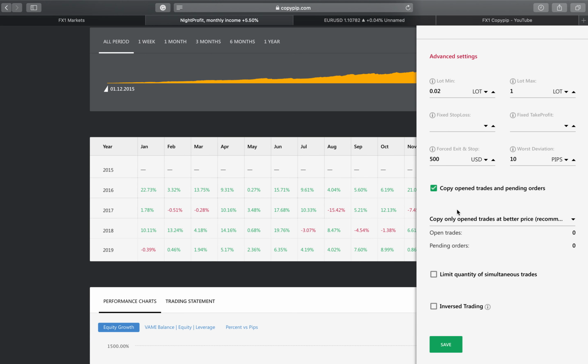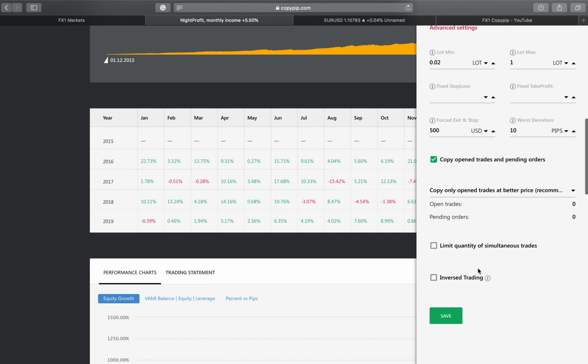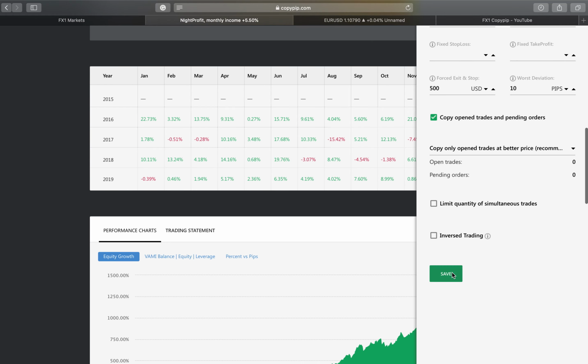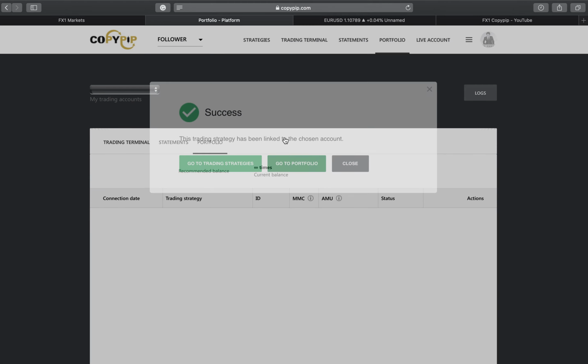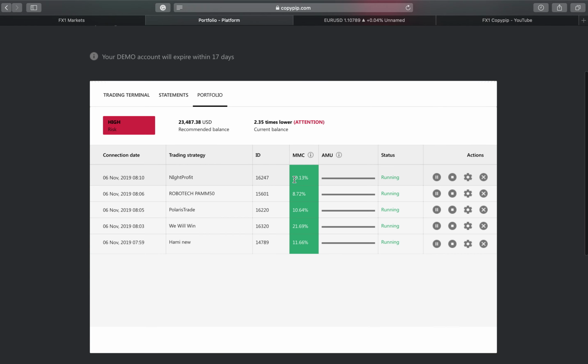So copy open trades. There is no open trade at the moment, so anyhow, whether you follow or you don't, it's not going to affect anything. And save. Go to portfolio. Let's see. Here you can see that 19% has been added. So again, I think it's going to be around 70%. You might be asking why it's high risk here. Guys, this is just saying that the recommended minimum is 23,000 and your account is 10,000, which is 2.3 times lower. It means your account is 2.3 times lower.